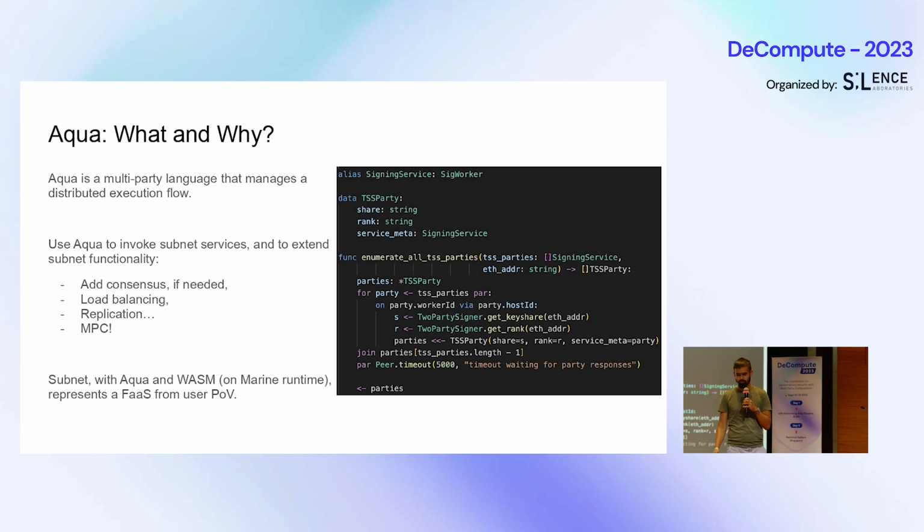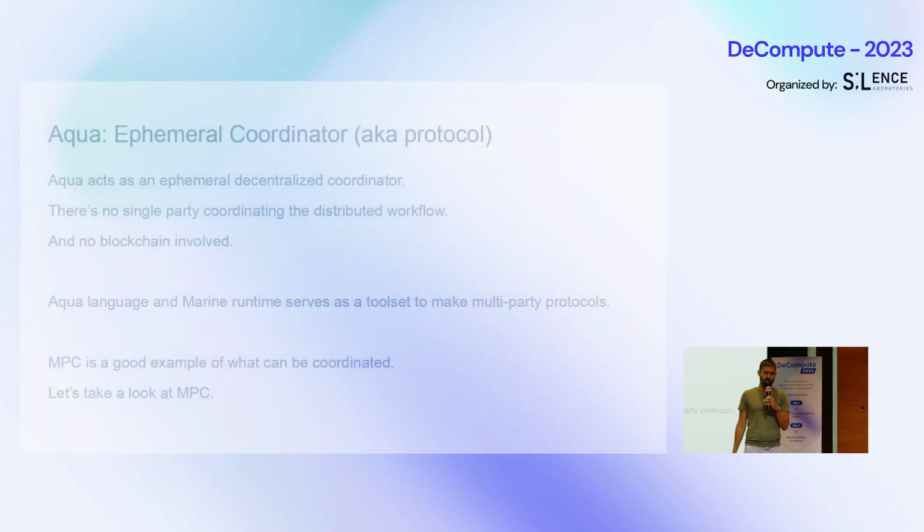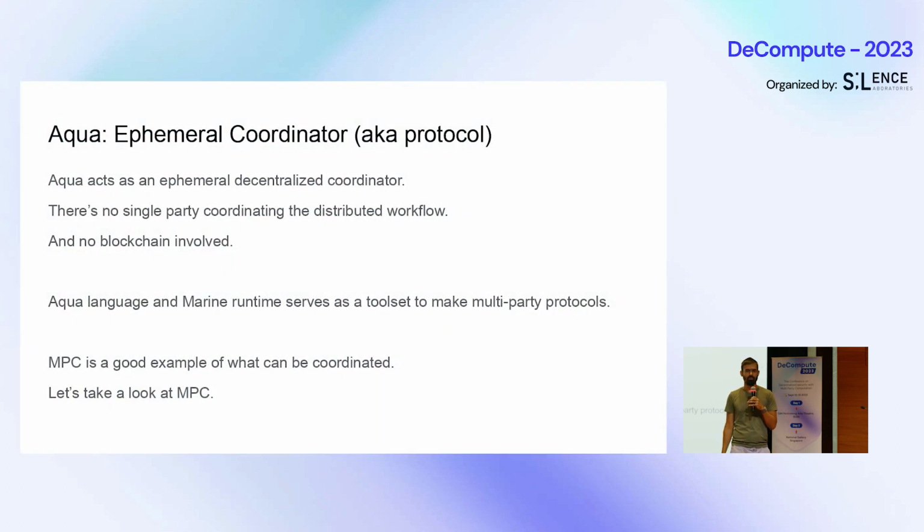So it's quite powerful and very straightforward because it's a kind of a domain-specific language. And this Aqua acts as an ephemeral coordinator, or it forms a protocol fundamentally. Every execution is a kind of a protocol. There is no single party who runs this Aqua. It flows from peer to peer. So no single party. That's nice, and no blockchain involved at the same time.